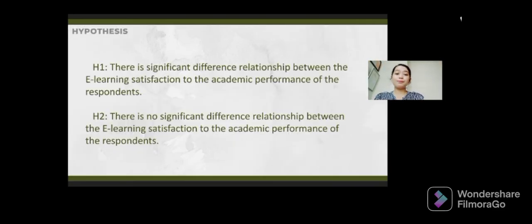Hypothesis. In hypothesis 1, there is a significant difference in the relationship between e-learning satisfaction and the academic performance of the respondents. In hypothesis 2, there is no significant difference in the relationship between e-learning satisfaction and the academic performance of the respondents.